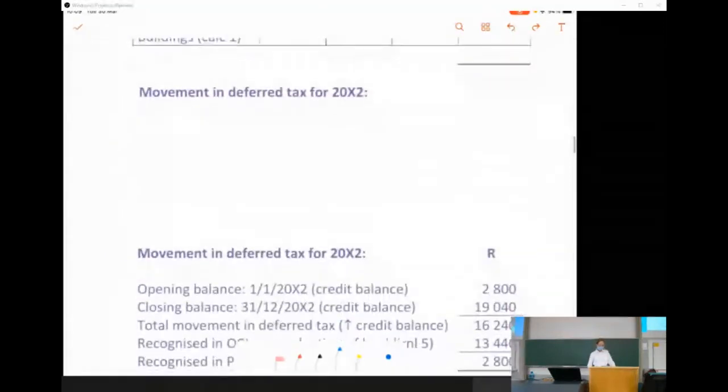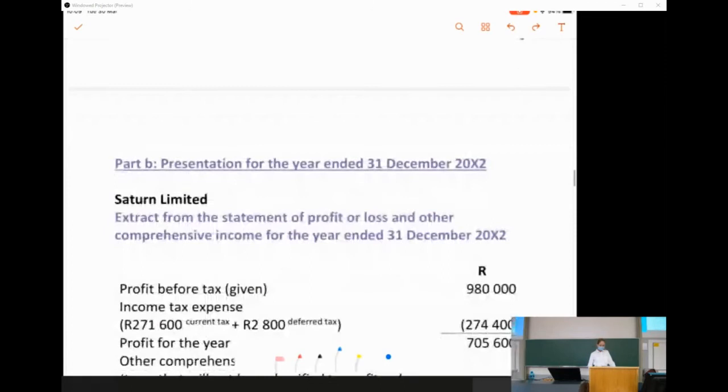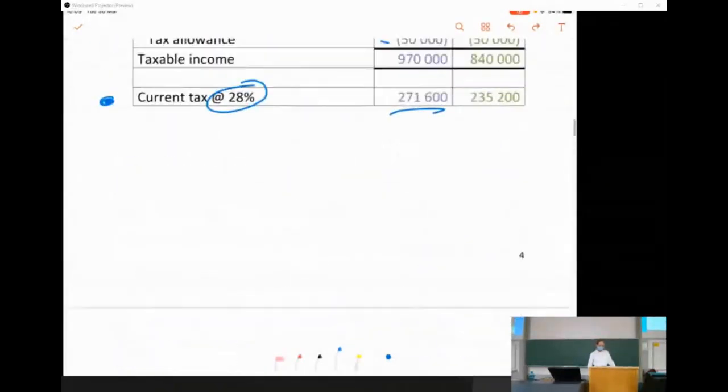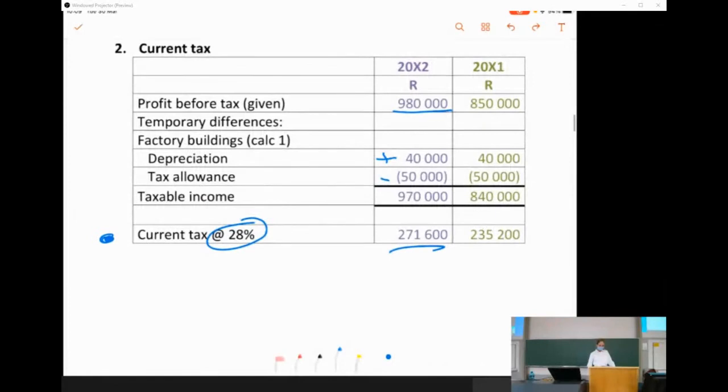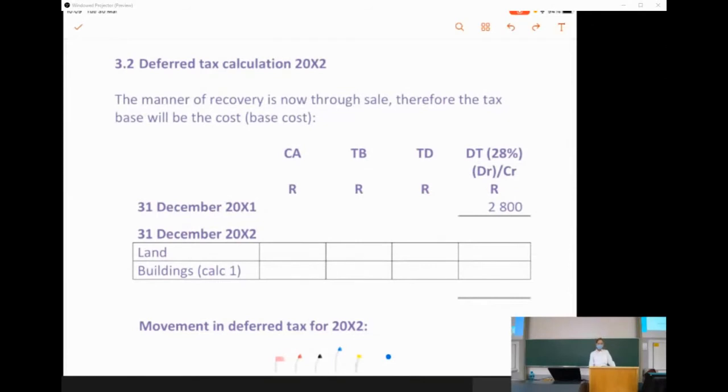But wait, I still want to show you. Oh man, did I miss that now? Okay, yes, good. Now our deferred tax for X2.